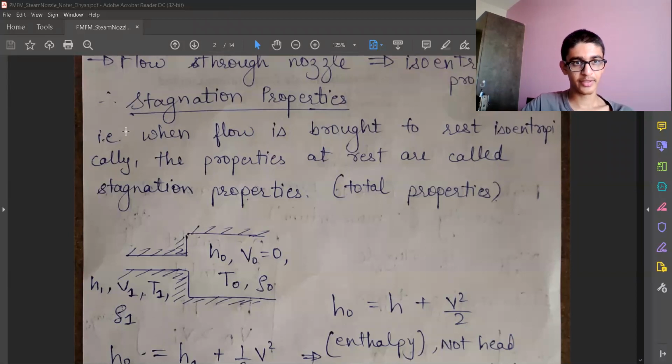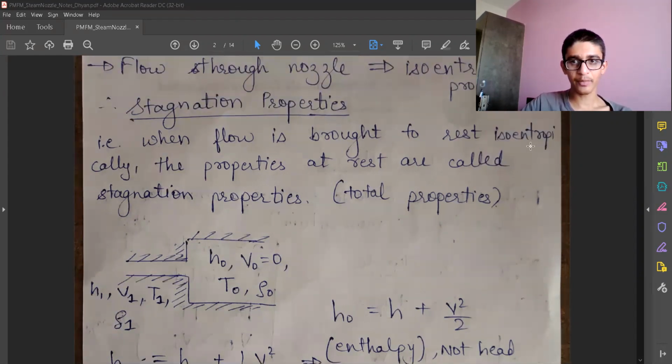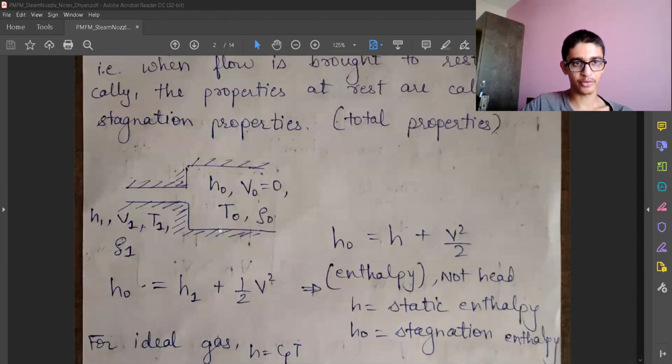So let's come here, and stagnation properties means when the flow is brought to rest, that means the velocity at the second point or at the outlet or any point is zero, that is rest, and the flow is isentropically brought to rest. The properties at rest are called stagnation properties. Isentropic means it's reversible, and the heat transfer is zero, or it's an adiabatic process. So stagnation properties are also called total properties.